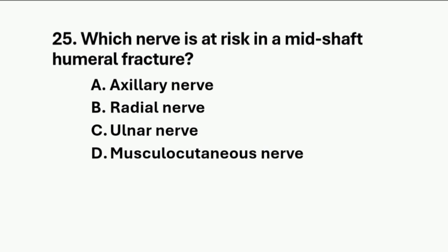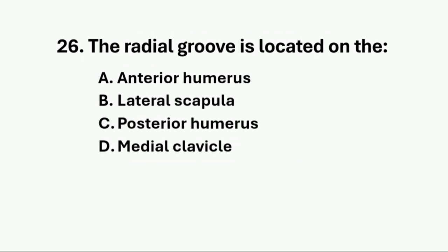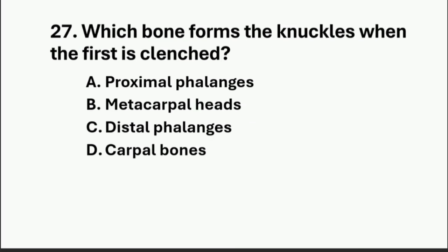Which nerve is at risk in a mid-shaft humeral fracture? Correct answer is option number B, radial nerve. The radial groove is located on which of the following? Correct answer is option number C, posterior humerus.